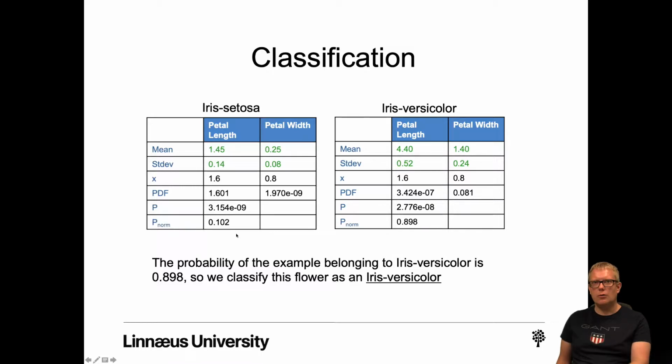And if we normalize this by dividing each value by the sum of both p's for both categories, we get 0.102, and here we get 0.898. So the probability of this example belonging to iris versicolor is 0.898, which is much higher than the probability for setosa, so we classify this flower as an iris versicolor.